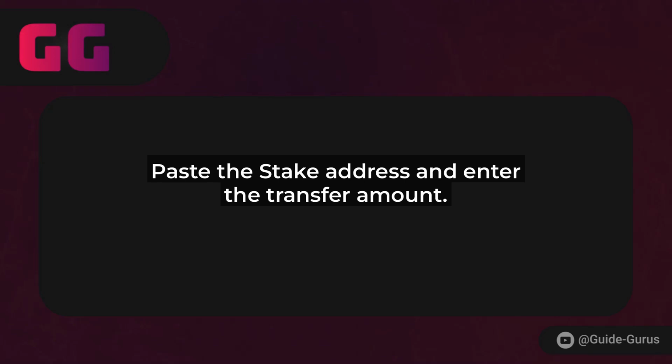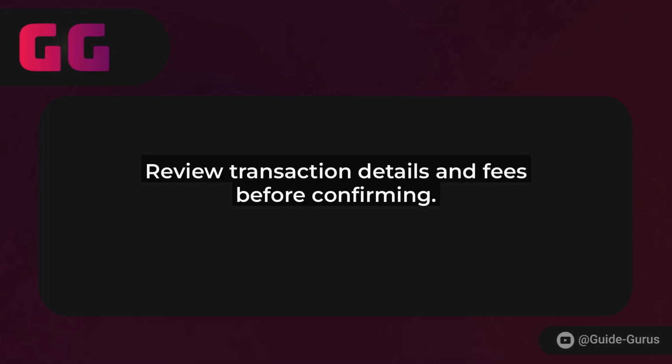Now, back on Coinbase, go to the Send or Withdraw feature for your chosen asset. Paste the stake wallet address into the recipient field, enter the amount you want to send, and review the transaction details. Don't forget to check the network fees. In 2025, these might vary based on blockchain congestion.